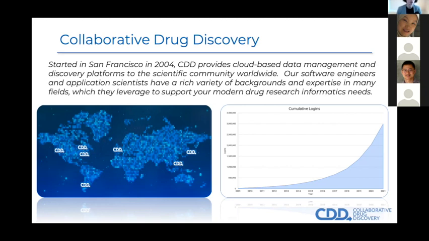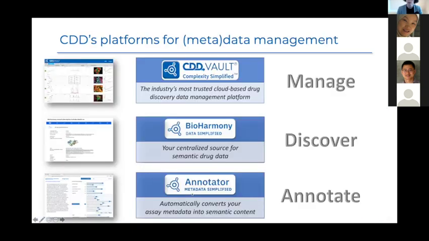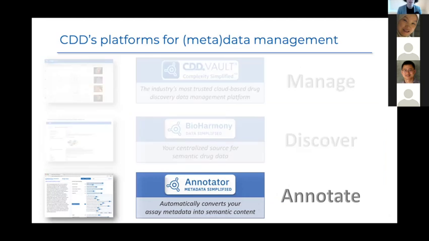So many of you may already know us, Collaborative Drug Discovery, CDD. We started in 2004 out of San Francisco, and we provide a cloud-based data management and discovery platform to the scientific community. And we really have three products. So CDD Vault is our flagship product. It's our most established product, and it's about handling your biologic and chemistry drug discovery data.